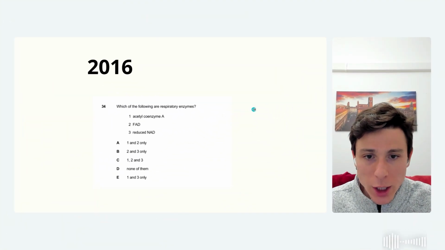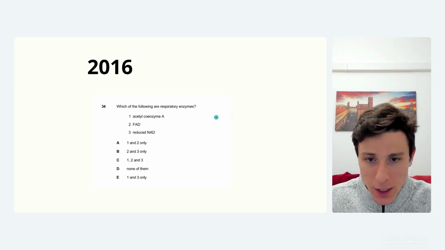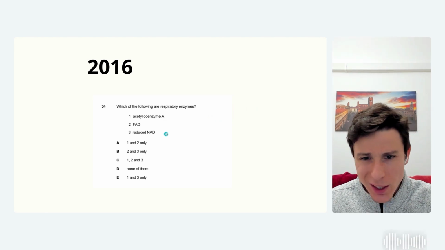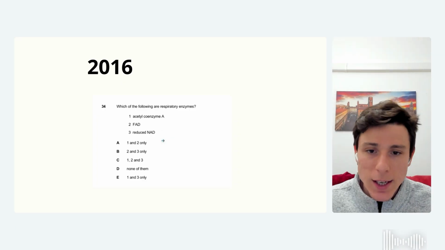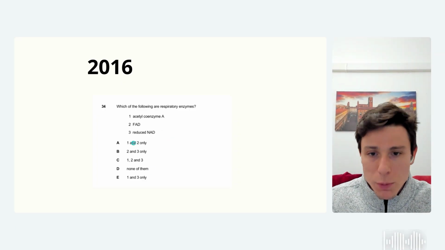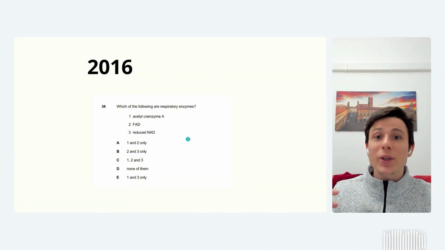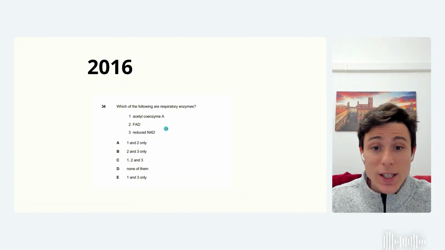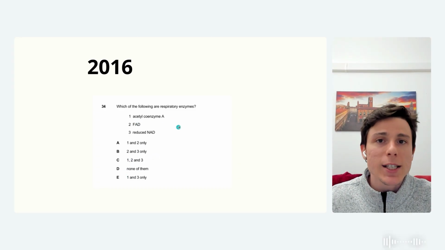2026, which of the following are respiratory enzymes? So remember, enzymes usually end with -ase. Looking at the options here, we don't see anything related, but we see a FAD and an NAD. We know that these are not enzymes, but cofactors. Any options that have 2 or 3, we can just eliminate. So A, B, C, and E. So we don't even have to worry about the acetyl coenzyme A. By doing this, we can eliminate all the other options, and that leads us to the letter D. And it makes sense because this is not an enzyme, as we're going to see in the following videos.